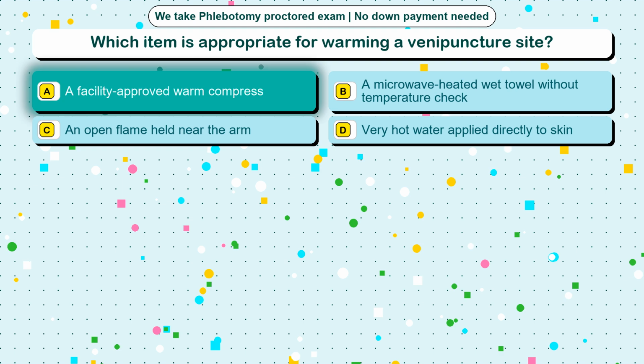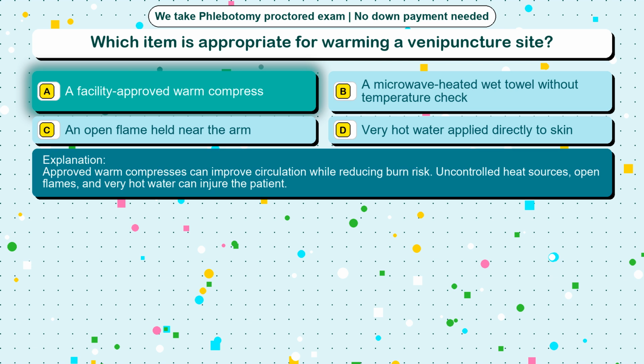The correct answer is option A, a facility-approved warm compress. Approved warm compresses can improve circulation while reducing burn risk. Uncontrolled heat sources, open flames, and very hot water can injure the patient.